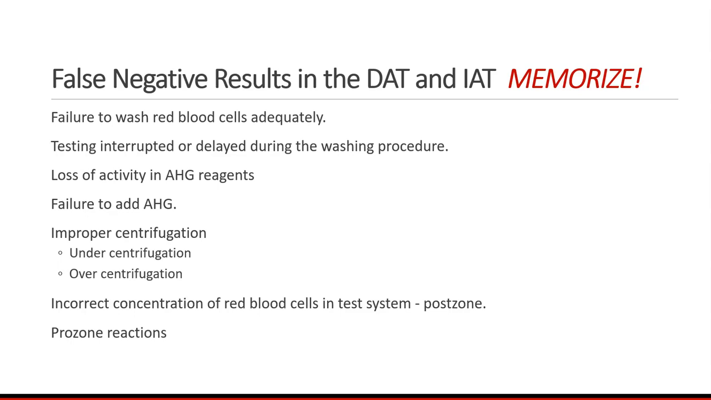The incorrect concentration of red cells in the test system, post-zone. So if you have too many red cells, even if sensitization has occurred, the antibodies are few and far between, so lattice formation cannot occur. Prozone reactions are when there's excess antibody, so that all the antigen sites have been coated with antibody to where there's no way for your Coombs serum to come in and have a lattice formation.